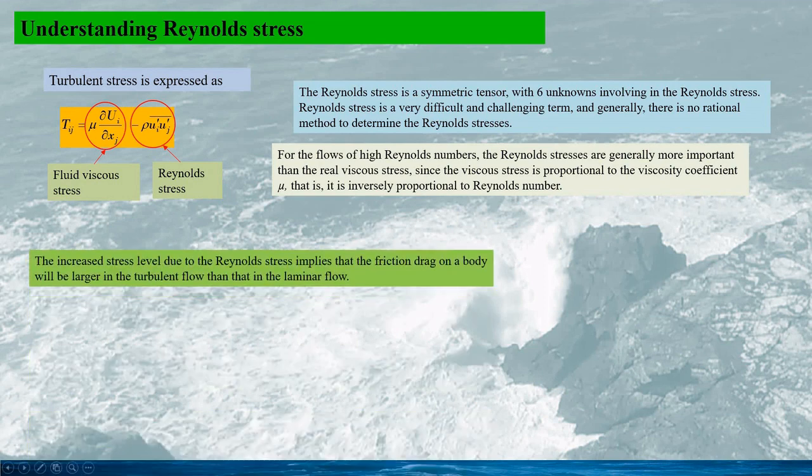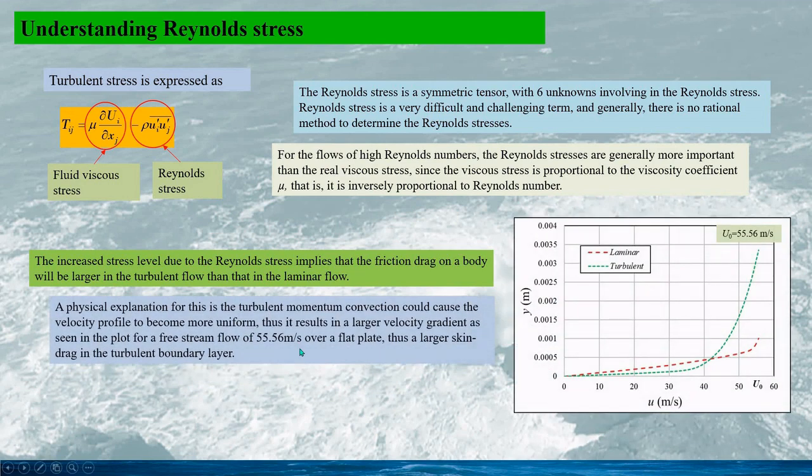Due to the Reynolds stress, the level of the total stress in turbulent flow is increased, which implies the friction drag on a body immersed in the turbulent flow will be larger than that in the nominal flow. A physical explanation for this is that the turbulent momentum convection would cause the velocity profile to become more uniform, and therefore it will result in a larger velocity gradient near the boundary.